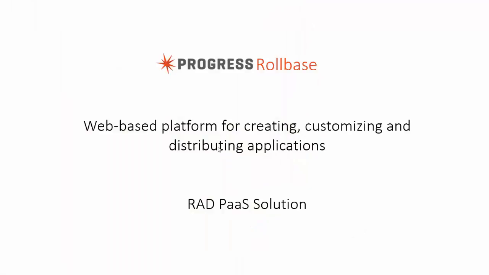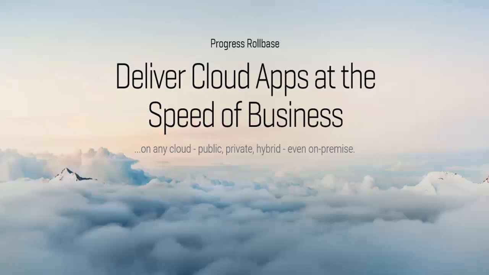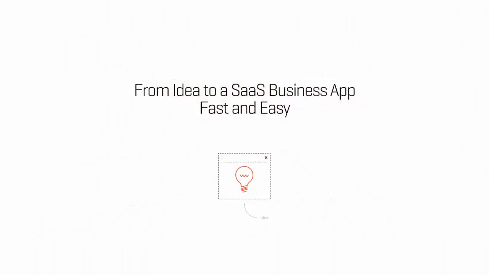Progress Rollbase is a web-based platform for creating, customizing, and distributing applications. Many service providers use Progress Rollbase as a rapid application development PaaS solution. Using Rollbase, you can deliver cloud applications at the speed of your business. And not only that, it can be on any cloud, public, private, hybrid, even on-premise. You can turn your idea into a SaaS business app fast and easy.